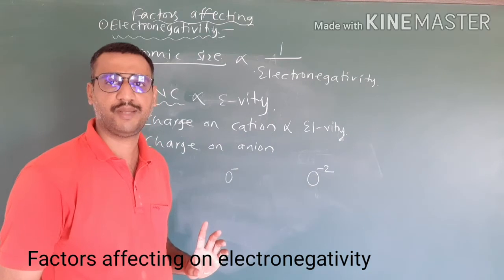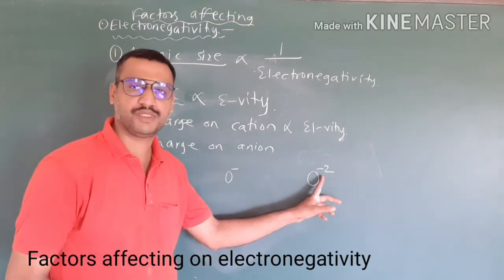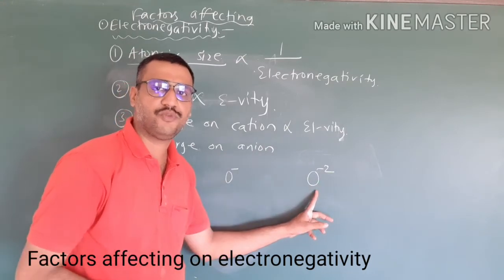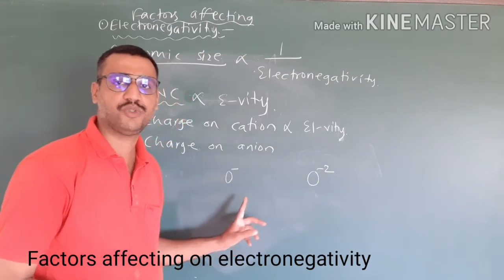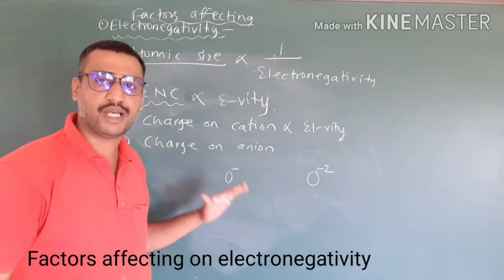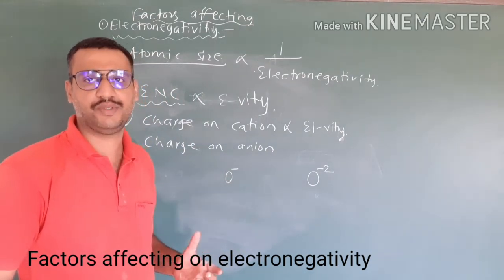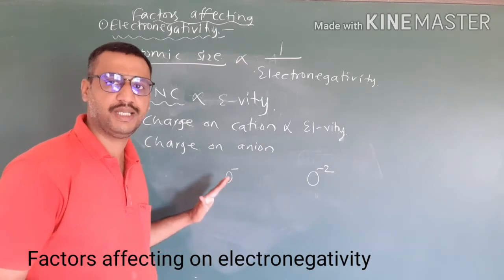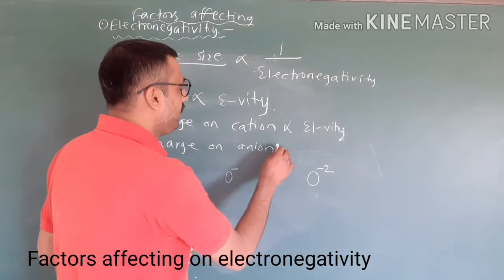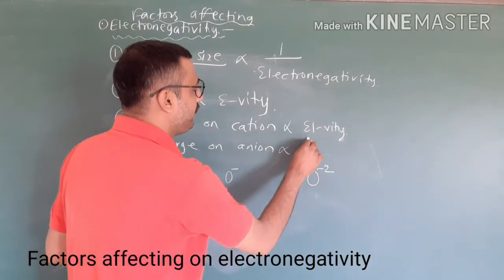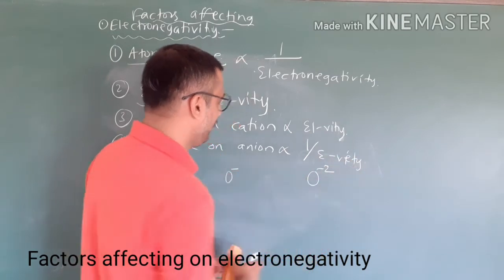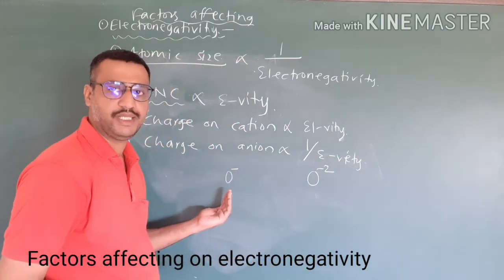Here there is a 2 minus charge, and here there is a 1 minus charge. So what will happen? Here there is already extra negative charge, so extra repulsion for the upcoming electron. That's why the tendency of O 2 minus to attract electrons is less as compared to O minus. So the lesser the charge on the anion, the more the electronegativity, because there will be less repulsion. So the charge on the anion is inversely proportional to the electronegativity value. Lesser the charge, more will be the electronegativity.